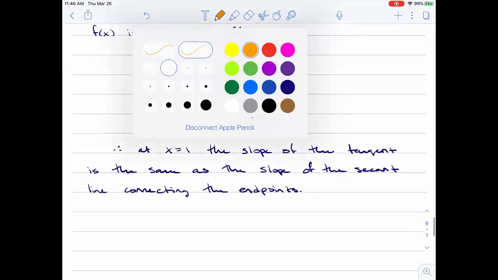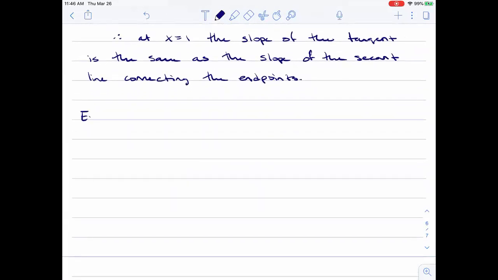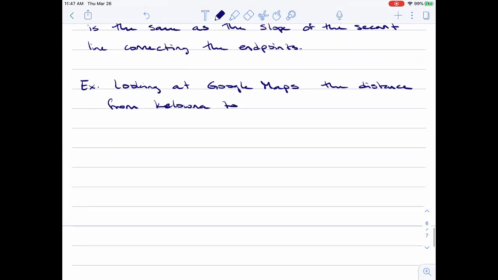So how can we use this? Let's look at a kind of fun example. Example, looking at Google Maps. The distance from Kelowna to downtown Vancouver is 392 kilometers.